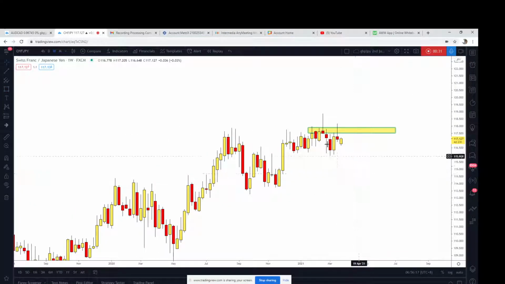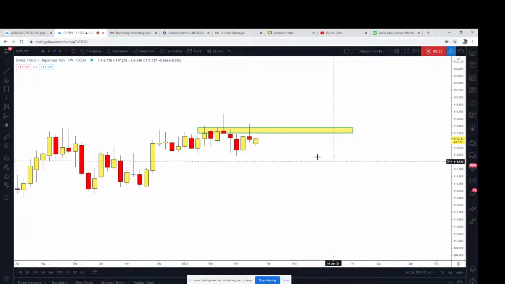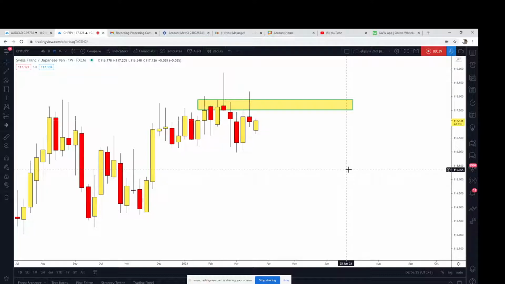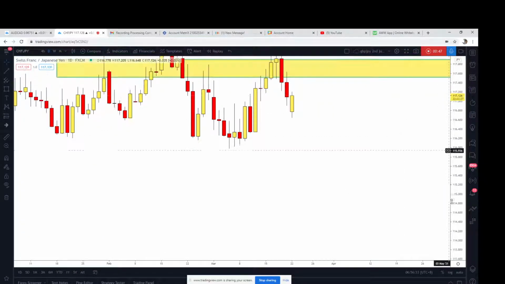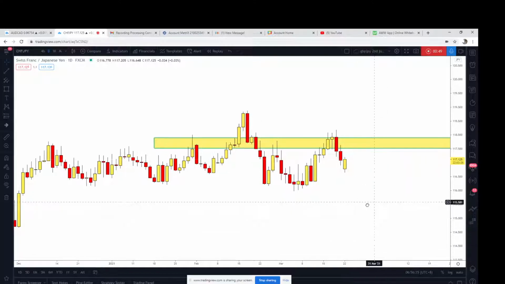So last week what happened is that price made a false break of the previous high, and we tested this broken structure here. Okay, so that is that zone in the weekly. What am I seeing on the daily?